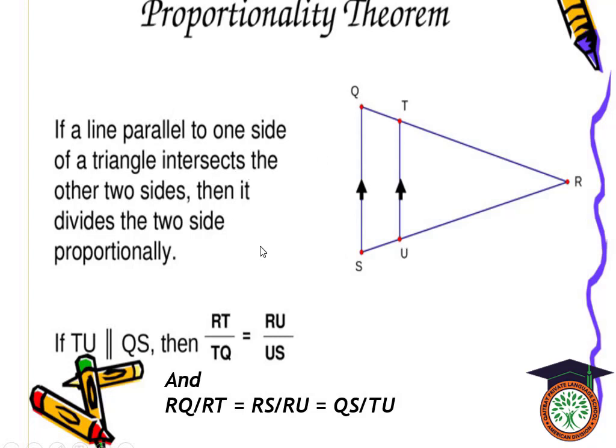So from our theorem here, we learned that, inside a triangle, if one line is parallel to one of the sides of a triangle, and this line intersects the other two sides, then it divides the two sides proportionally. And we said that proportionally means same ratio, as we see here.